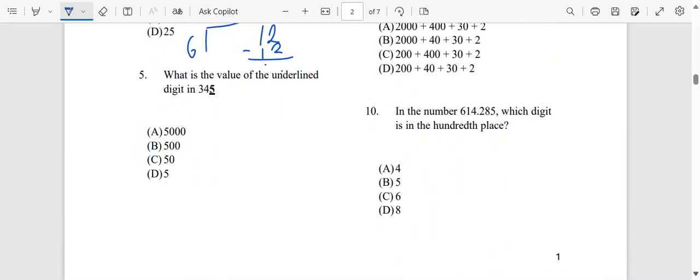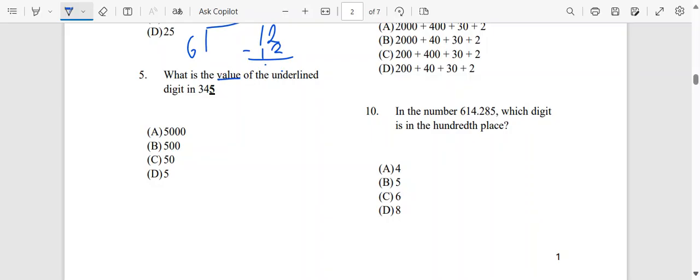What is the value of the underlined digit in the number 345? If you are familiar with your place value chart, you will know the value of this number. And remember, it's not asking you for the place, really, it's asking you for the value. The value. So pay attention to this word value.